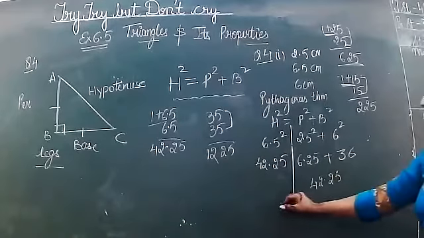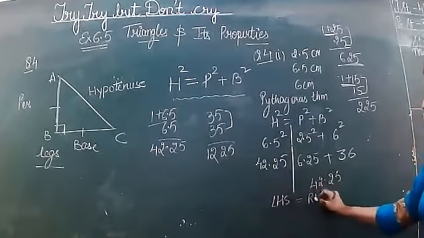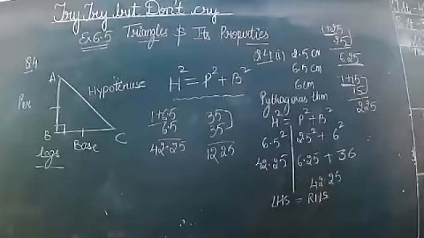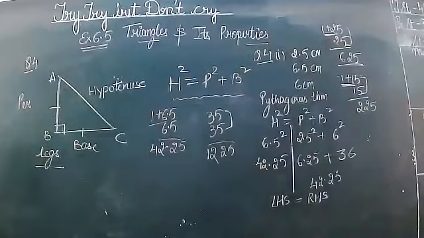So what will you write here? Left hand side is equal to right hand side, this implies this is a right angle triangle. Note it down, this first part. I will tell you the homework later on. Do it on the rough.